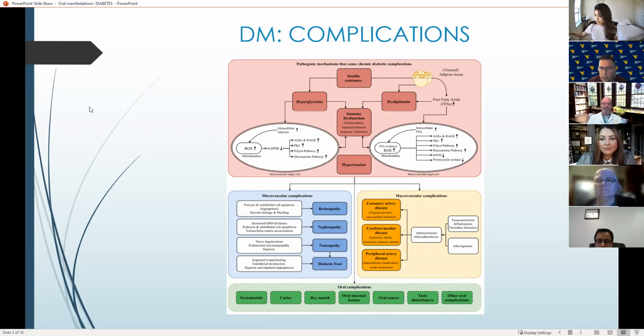We are going to see that all of the metabolic disturbances, like I mentioned, hyperglycemia, insulin resistance, dyslipidemia, immune dysfunction, and hypertension, might play a significant role in the other chronic complications of diabetes, and in the oral complications.